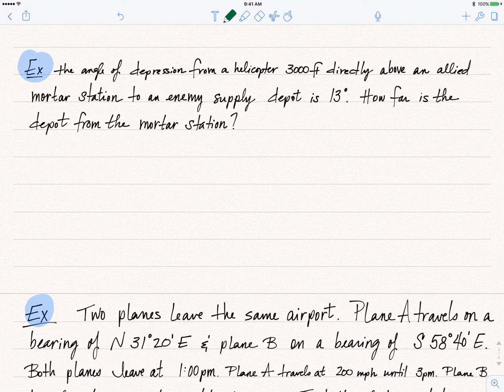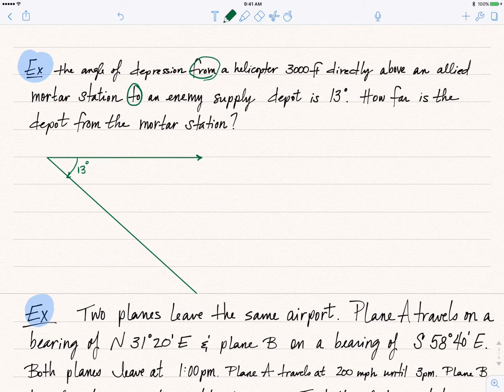The angle of depression from a helicopter, 3,000 feet directly above an Allied mortar station, to an enemy supply depot is 13 degrees. Now, let's just start with that sentence. Since it's an angle of depression, I automatically know that I'm starting at the horizontal. That's going to be the very first thing I draw. And I know that my angle of depression is going to go down, because that's what an angle of depression does. So according to this, my angle of depression is 13 degrees.